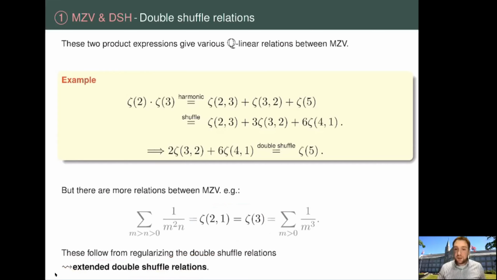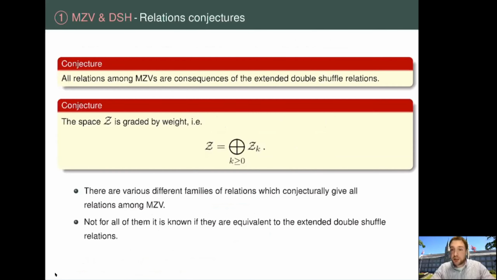And then one of the holy grails in this field is that we conjecture that these extended double shuffle relations actually give all relations among multiple zeta values. And in particular, because these extended double shuffle relations just give relations among multiple zeta values of the same weight, we also expect that this space Z is graded by weight, meaning there are no relations among different weight multiple zeta values, and therefore this space Z is the direct sum of these spaces Z_k.